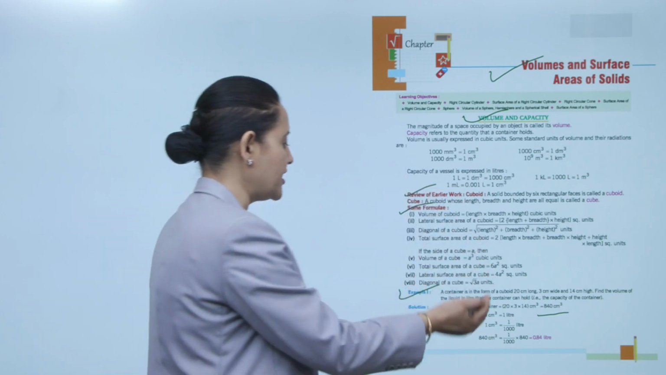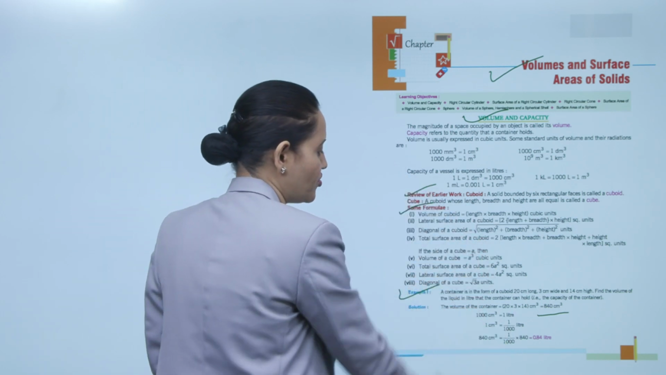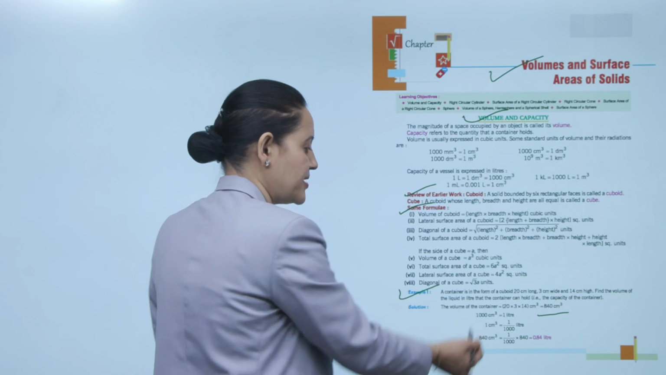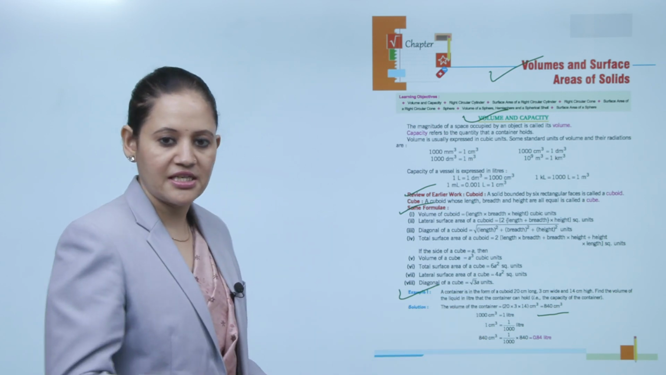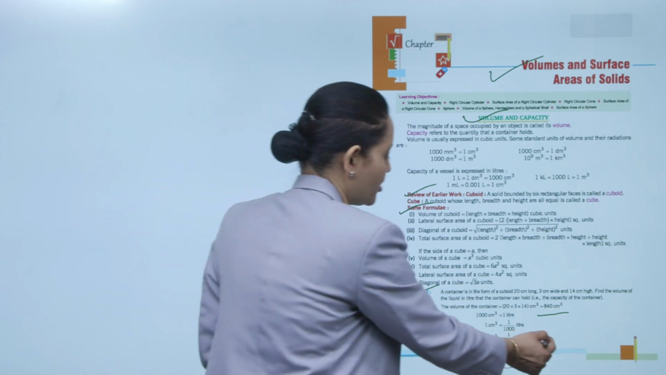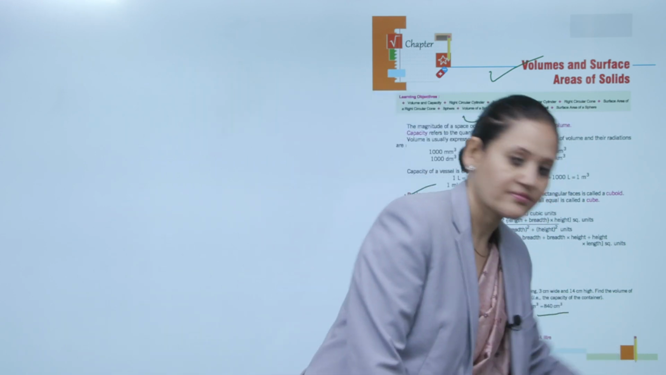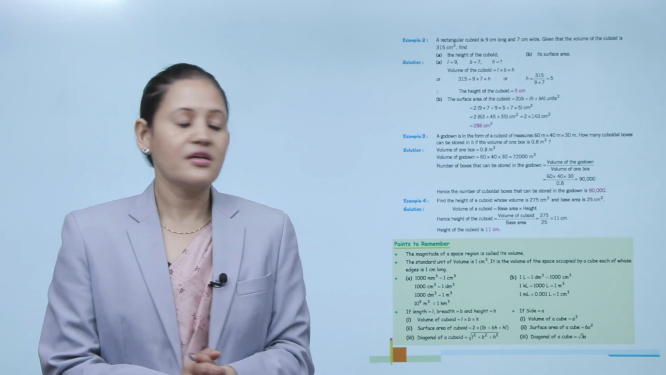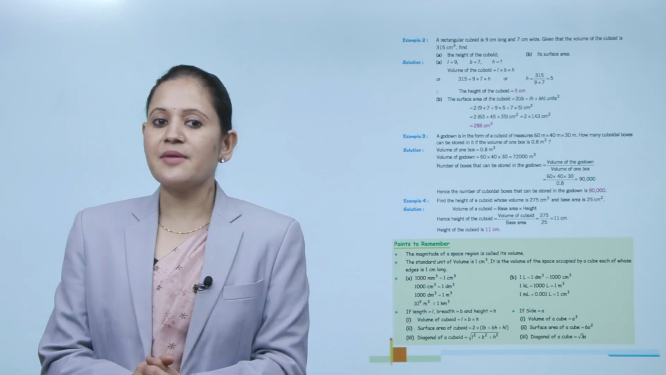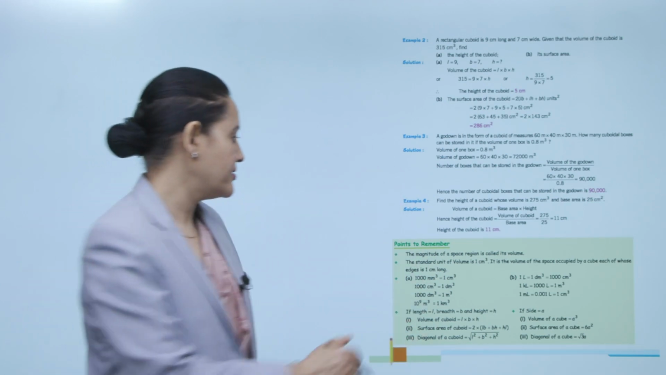Now we'll convert into liters. 1000 centimeter cube equals 1 liter. 1 centimeter cube equals 1 upon 1000 liter. So that is equal to 0.84 liter. You have to practice all these examples. Next is points to remember.